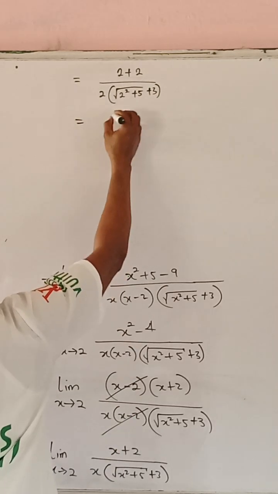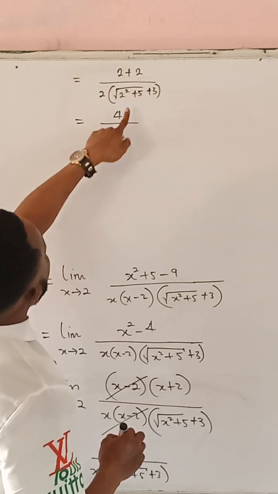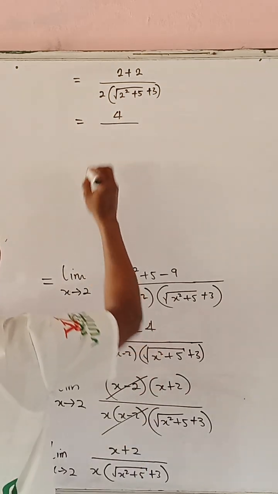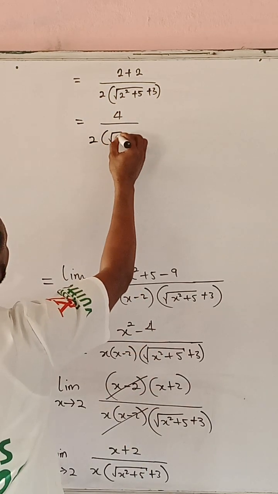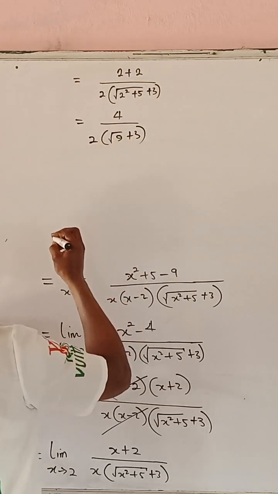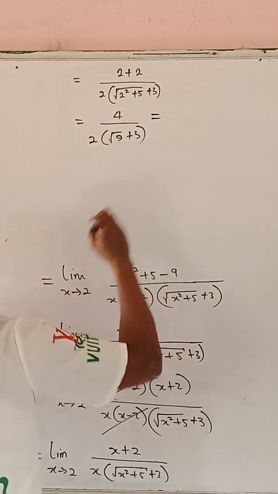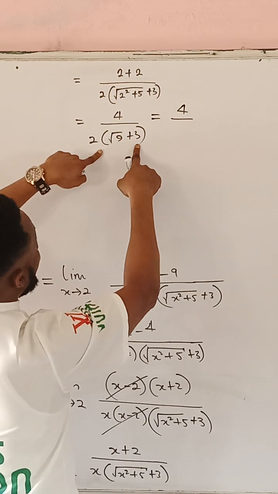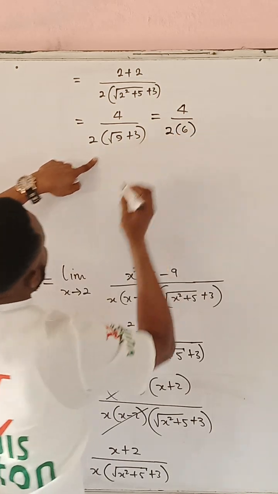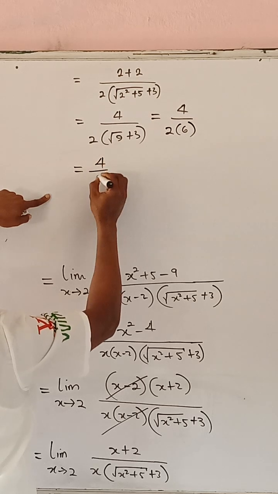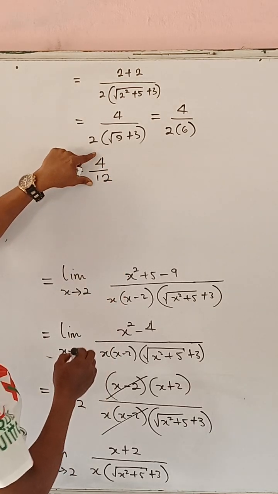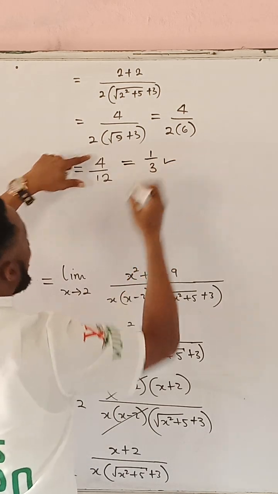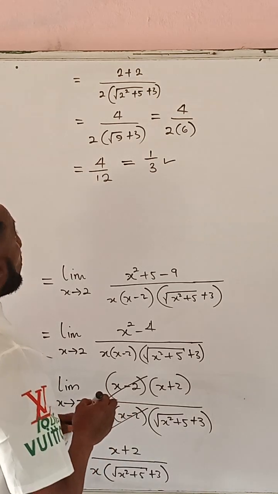Now 2 plus 2 is 4 on the numerator. Inside this radical we have 2 squared, which is 4, plus 5. That will be the square root of 9. I will write 2 into the square root of 9 then plus 3. Then I can write this to become 4 upon, square root of 9 is 3, 3 plus 3 is 6. This one will be 2 bracket 6. So I'm going to have 4 divided by 12. If you write this fraction in its lowest term or form, you are going to have 1 on 3. So this is the answer to this problem.